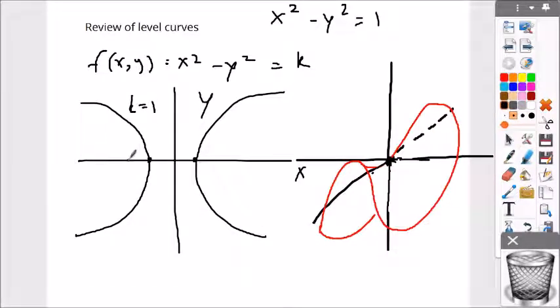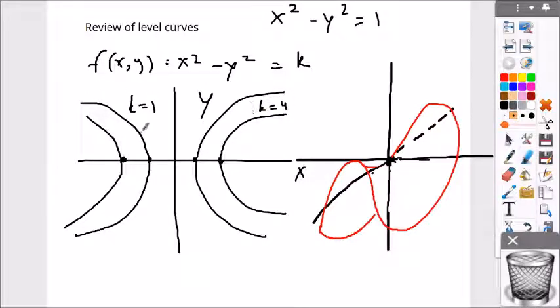At k equal to 4, we can graph the paraboloids. These look pretty paraboloidy. They don't really look very hyperboloidy. I'm not very good at drawing them, but something like that. That's at k equal to 4. For k equal to 1, we have these, and for k equal to 4, we have these. Those are level curves, right?